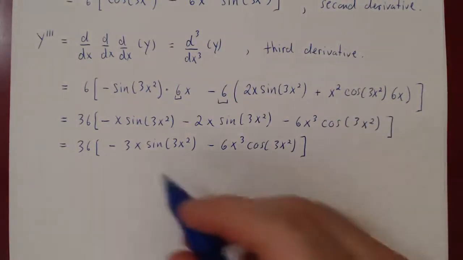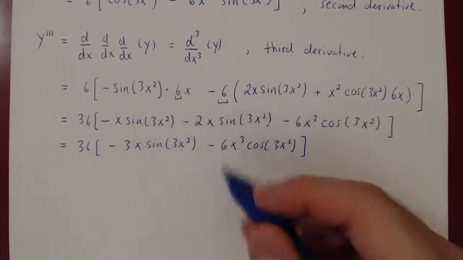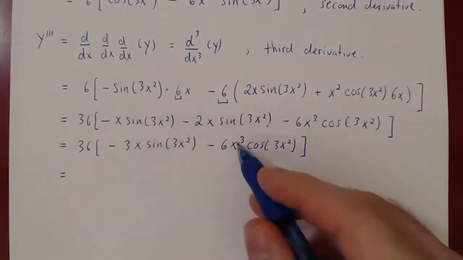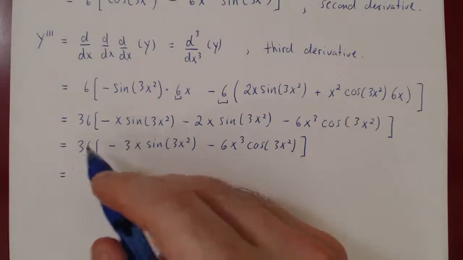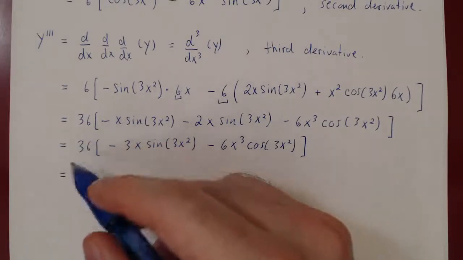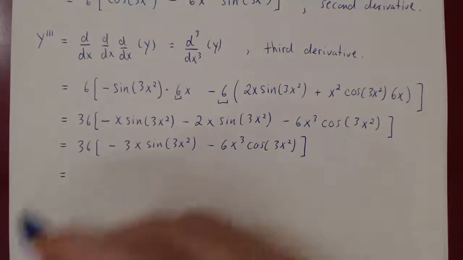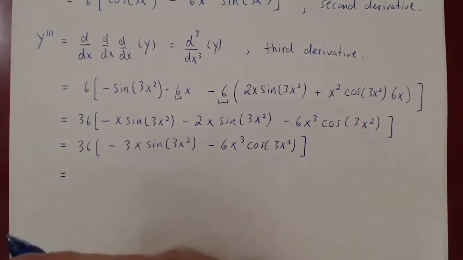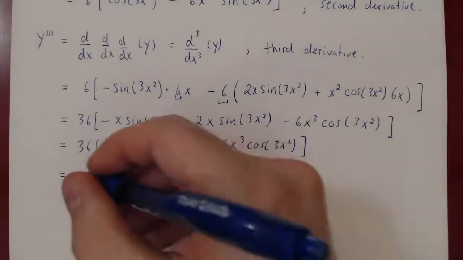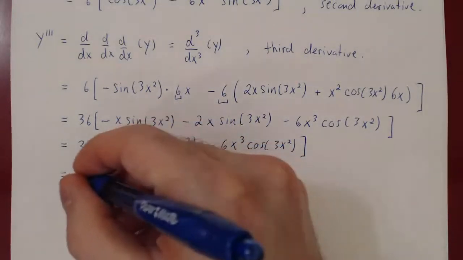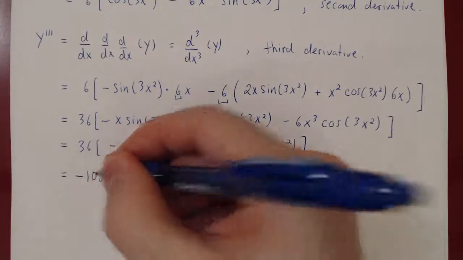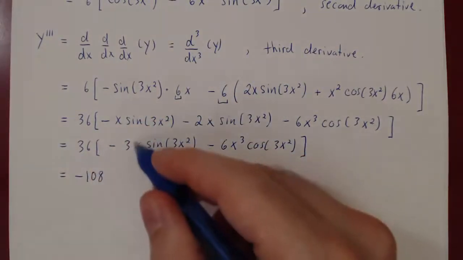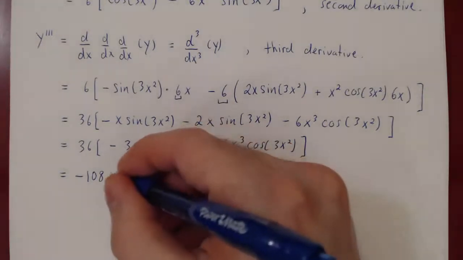Well, we have two common terms. There's a negative 3 that can be factored from both of these. And there's also an x. Well, negative 3 times 36. Negative 3 times 30 is negative 90. Negative 3 times 6 is negative 18. Negative 90, negative 18 is negative 108. Also a factor of x, so x.